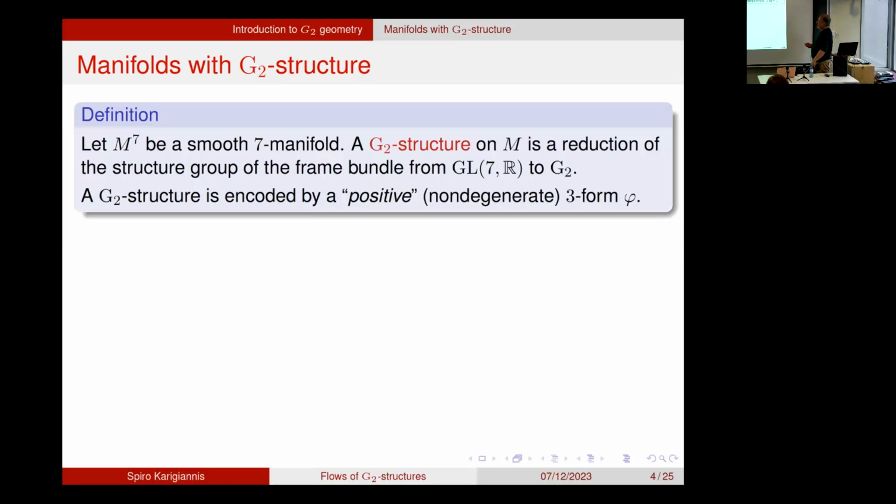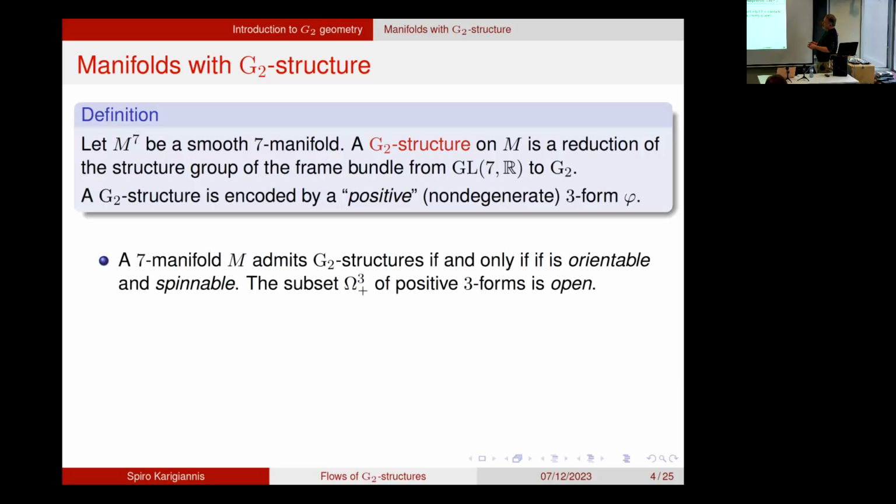And for a differential geometer, really all you need to take from this is that you can encode this reduction of the structure group in the existence of a special kind of 3-form on this 7-manifold, which is non-degenerate in a very strong sense. So if you know what a multisymplectic form is, if it was closed, it would be a multisymplectic form, but it's more non-degenerate than that.